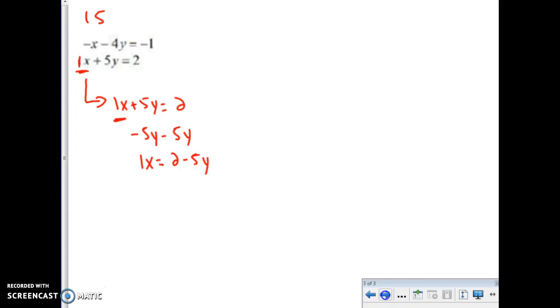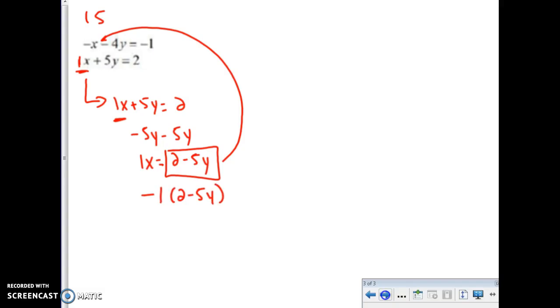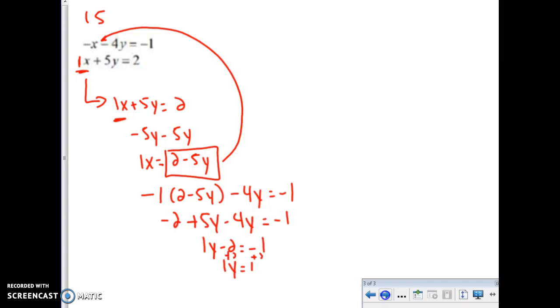What I'm going to do is take 2 minus 5y and plug it in for the x in the first equation. So I'm going to put negative 1 and then 2 minus 5y in place of it, minus 4y equals negative 1. Negative 2 plus 5y minus 4y equals negative 1. So I got 1y minus 2 equals negative 1. 1y, if I add 2, equals 1. Okay? So I know y equals 1.